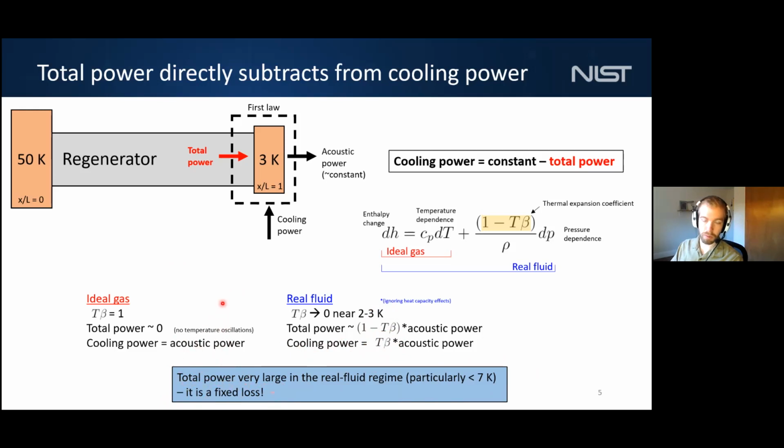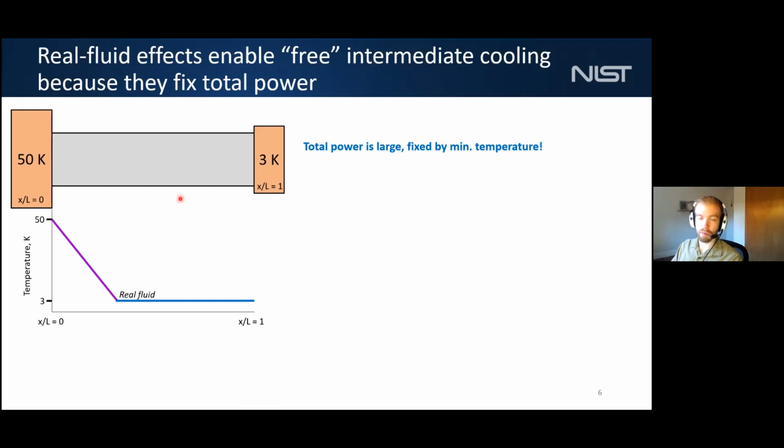And we can look at this in a little bit more detail by analyzing the temperature profile in the regenerator. So this is what the temperature profile in one of these regenerators looks like. An interesting thing about the profile is that the gradient between 50 and 3 Kelvin is really concentrated towards the warm end. And you have a large portion of the regenerator at the minimum temperature in the regenerator, say 3 Kelvin here. And if the fluid was an ideal gas, you would expect a linear temperature gradient between 50 and 3 Kelvin.